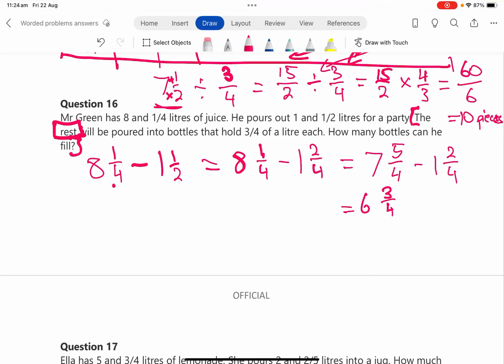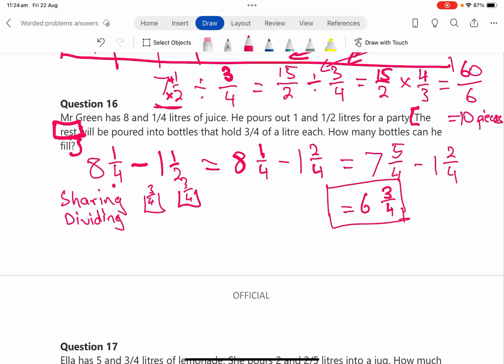Beautiful. Now, answering the second part, we have the rest will be poured into bottles that hold 3/4 of a litre each. How many bottles can he fill? Essentially, we are sharing this 6 and 3/4 into bottles, and each of these bottles holds 3/4 of a litre. This is another situation where we're dividing, right? Sharing is a real life situation where we're dividing. So I'm going to have 6 and 3/4 divided by 3/4.